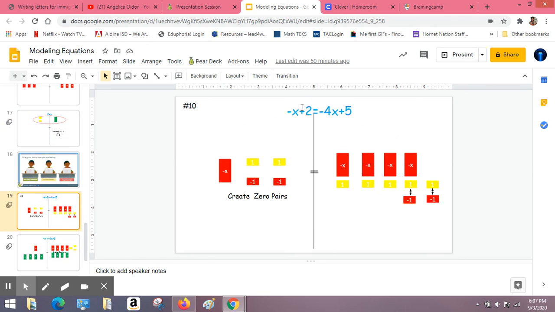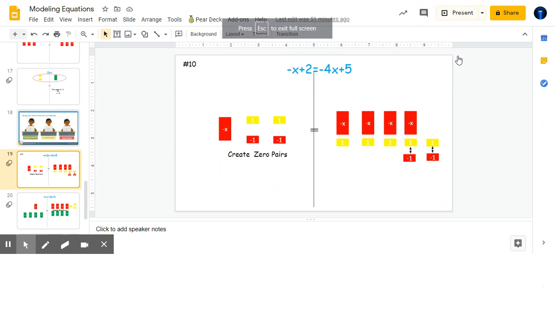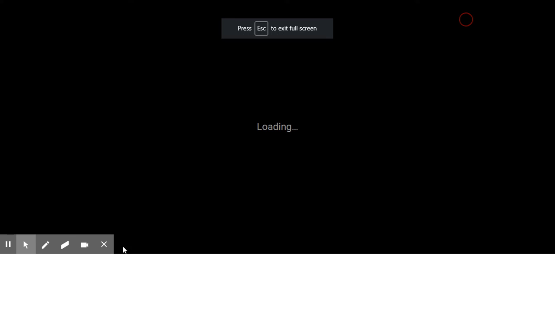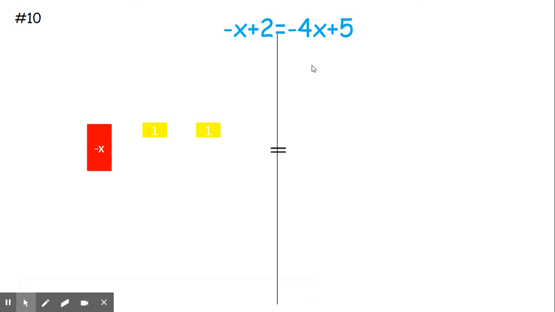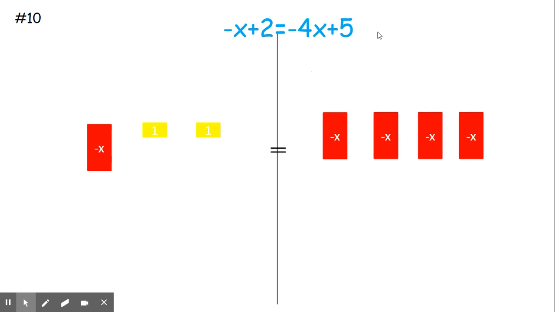Okay, next one. Negative x plus 2 equals negative 4x plus 5. So I have a negative x. So I need a red. If it's plus 2, I need 2 yellows. So 2 yellows. I have negative 4x, so that tells me I need 4 red. And plus 5, so that means I need 5.